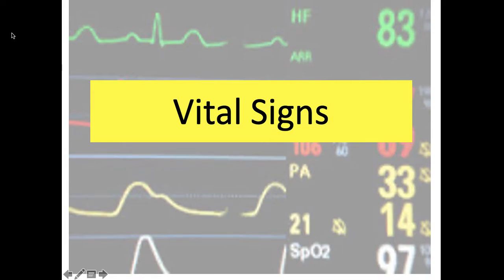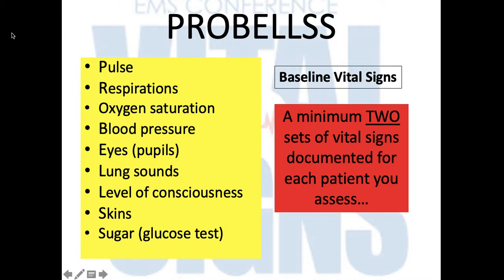This is chapter 11, baseline vital signs. First thing I want to talk about is the various types of vital signs that we obtain on patients. Now, we use the acronym PROBELLSS, and this covers pulse, respirations, oxygen saturation, blood pressure, pupils, in this case eyes, lung sounds, level of consciousness, skins, and their blood sugar level.